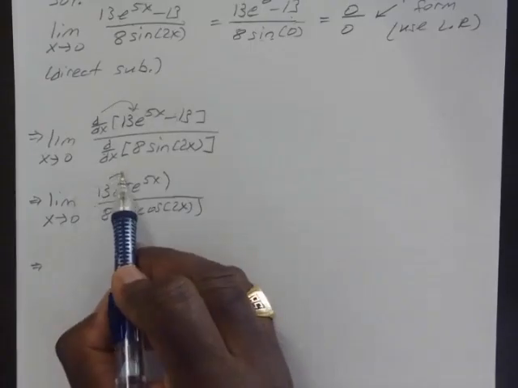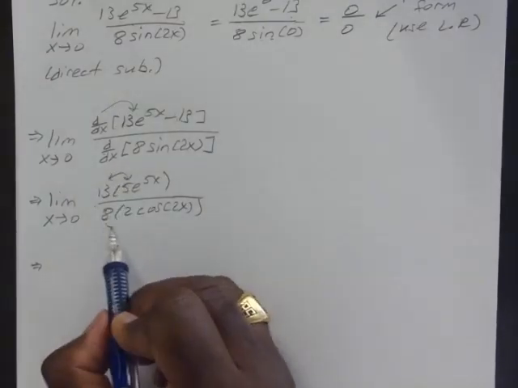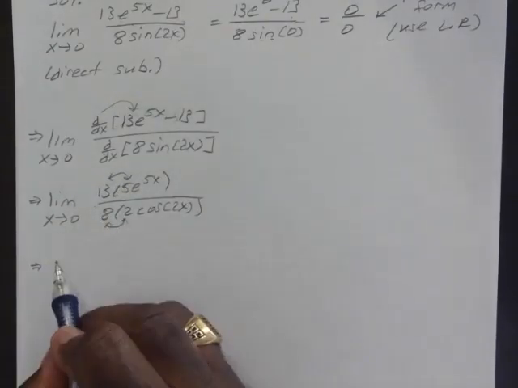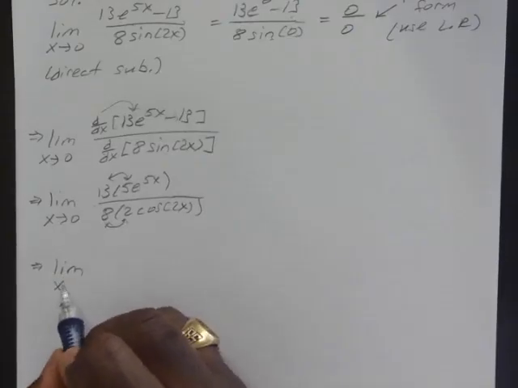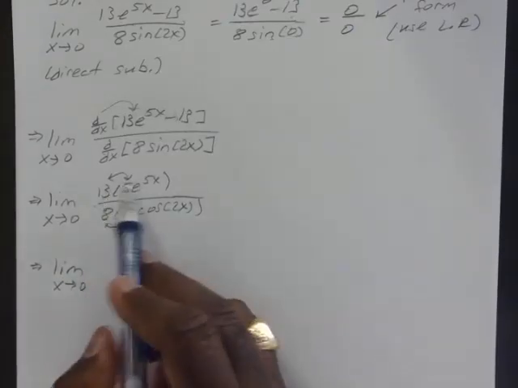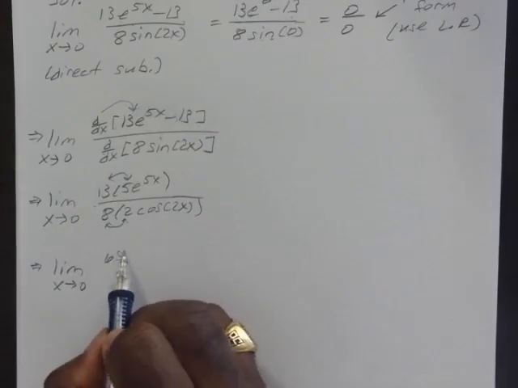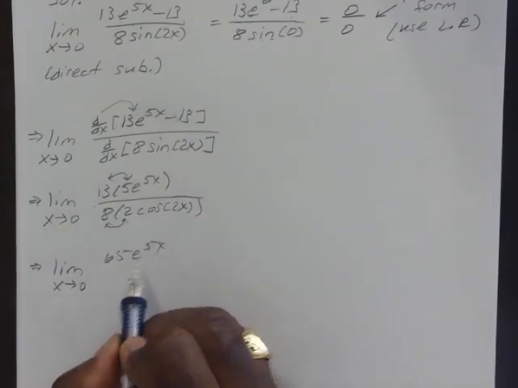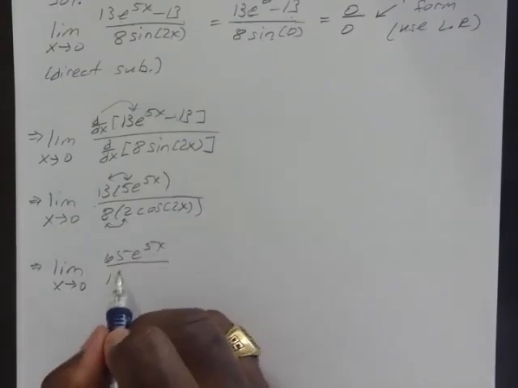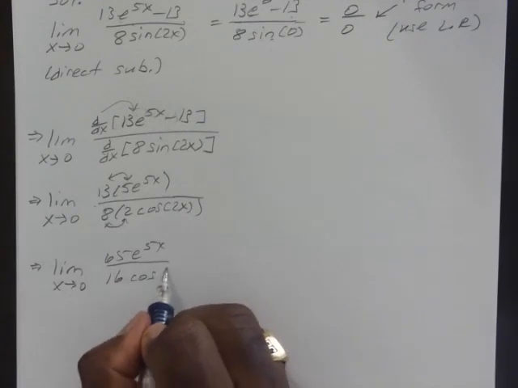Okay, so we go ahead and multiply those two together and multiply those two together. We get our limit as x approaches 0 of 65 e to the power of 5x divided by 16 times cosine of 2x.